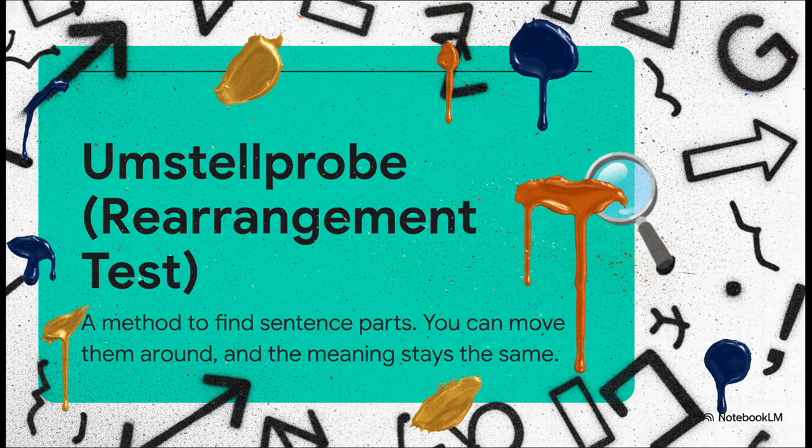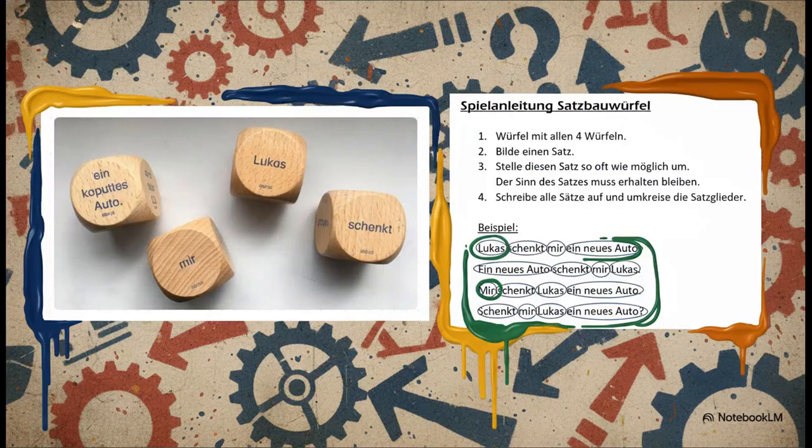Our first tool is something called the Umstellprobe. It's basically the rearrangement test. And here's the cool part. You take a group of words you think might be a single block, and you just move it somewhere else in the sentence. If the sentence still makes sense, congratulations, you found a Satzglied. Let's see this in action, okay?